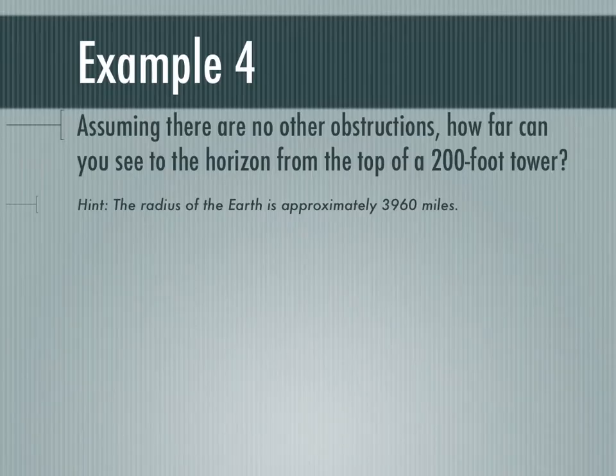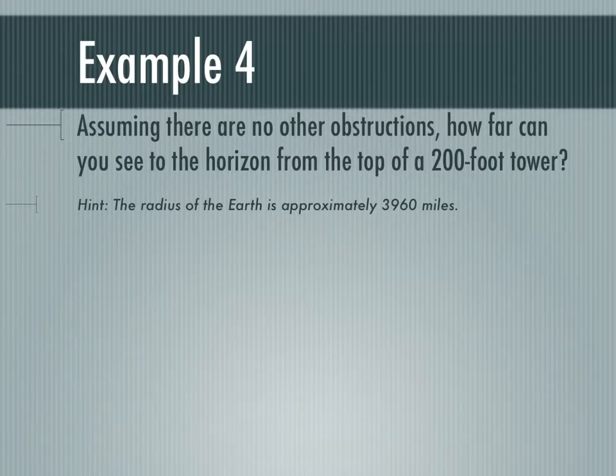Okay. This is an interesting problem. This is a problem that I don't know if I just gave it to you, if you could see how to set it up. All right? Assuming there are no other obstructions, how far can you see to the horizon from the top of a 200-foot tower? And then I tell you that the radius of the Earth is 3,960 miles. Why on earth would you need the radius of the Earth? Draw it out. Okay, let's draw it out.